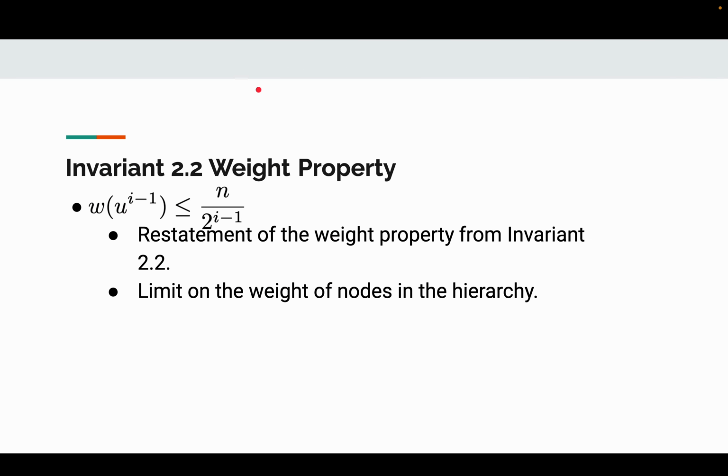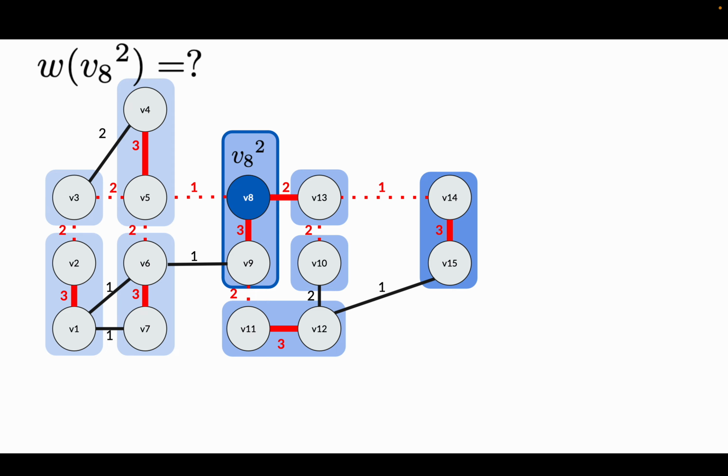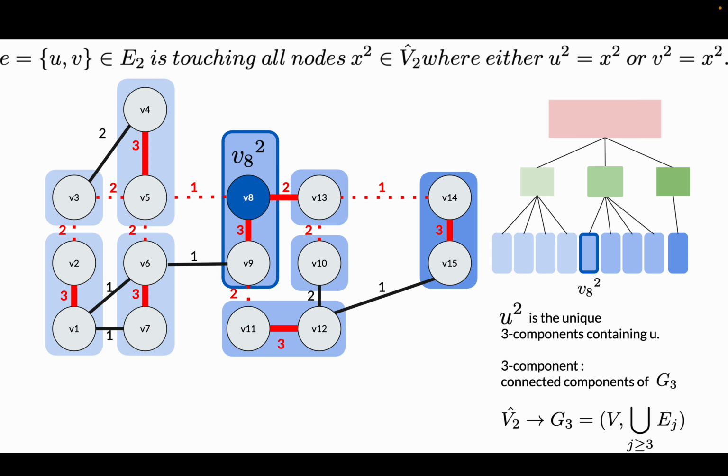So the invariant, we have already introduced the two properties. The first property is the spanning tree property, and the second is the weight property. So let's restate the weight property formally here. The weight property from invariant 2.2 can be restated in terms of the hierarchy. The hierarchy, you can just think about a tree here, all right?